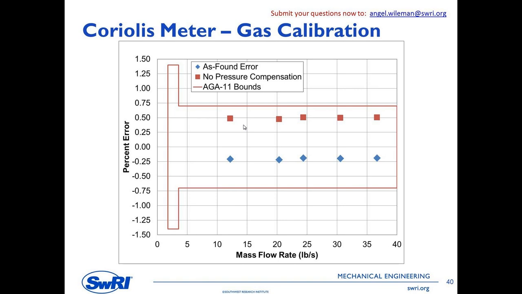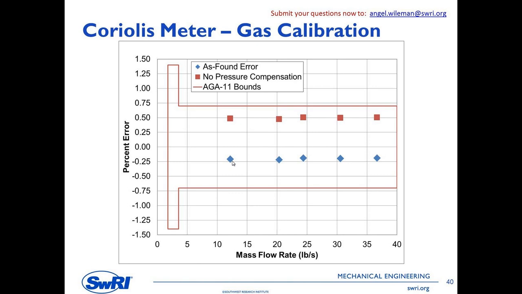Here's an example of a meter calibrated on gas, at 5 different flow rates. The bounds that are there are the AGA 11 bounds for a meter. And you can see, in this case, that I've got about 1/4% uncertainty or 1/4% error in the meter relative to my reference standard. And I can adjust that out. I can put a meter factor in there and take care of that.